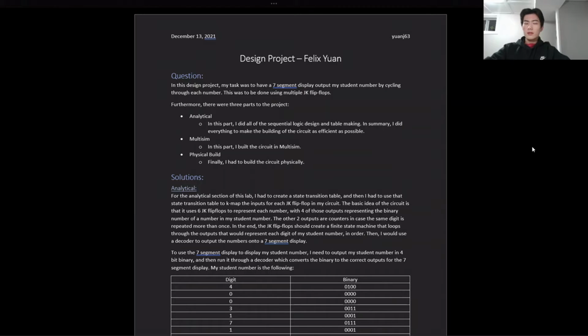To do this, first I had to do an analytical part where I had to do a phase transition diagram and K-map. This is so that I would actually know how to wire up my circuit. And then after that, I built my circuit in Multisim. And after I built it in Multisim, it would be easier for me to build it in real life.